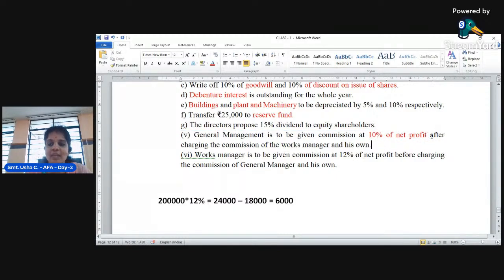But still, they have given after charging the commission of workers manager and his own. This is the question. 10% of the net profit, whatever the net profit is for the company, on that net profit the company must calculate the general manager's remuneration or the commission. From that net profit, the general manager's commission as well as the work manager's commission must be deducted. On the balance of net profit, we have to calculate general management.